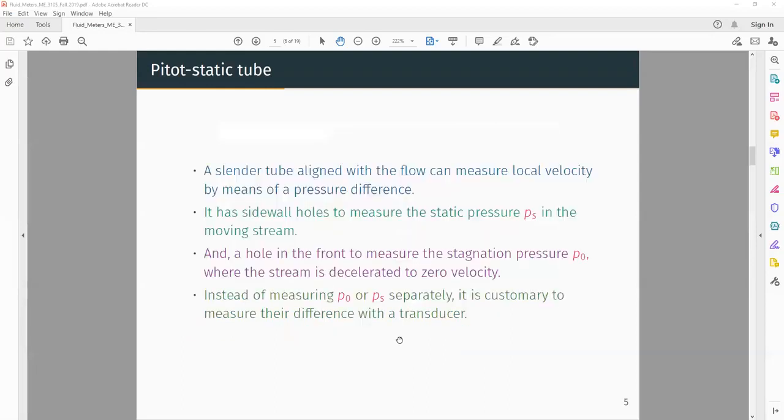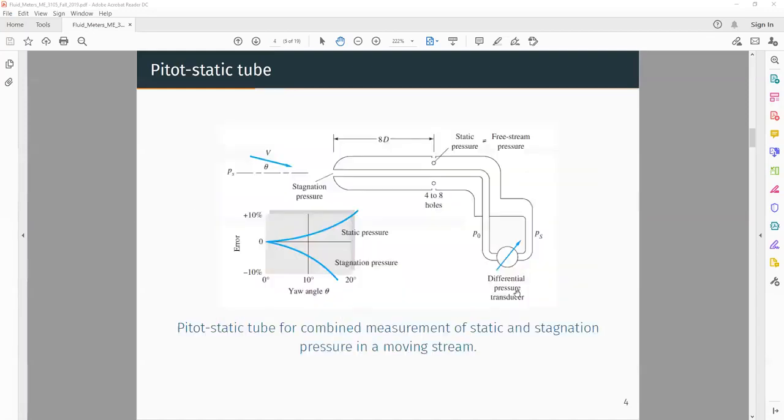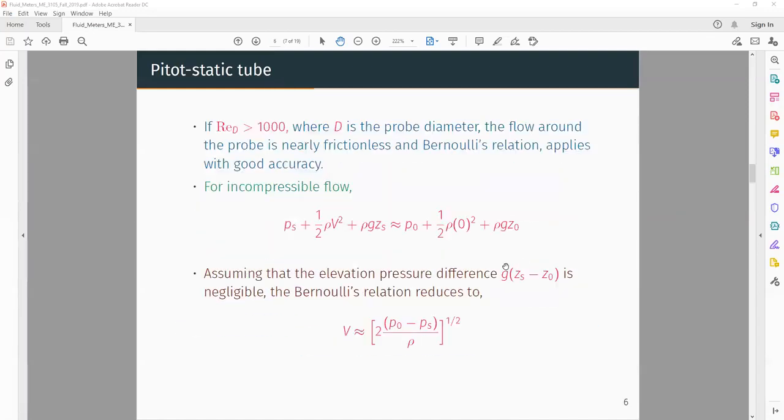So the description is there. A slender tube aligned with the flow can measure local velocity by means of a pressure difference. The side walls measure the static pressure in the moving stream, and a hole in the front measures the stagnation pressure, where the stream is decelerated to zero velocity. Instead of measuring P0 and PS separately, it is customary to measure their difference with a transducer, as we have seen here.